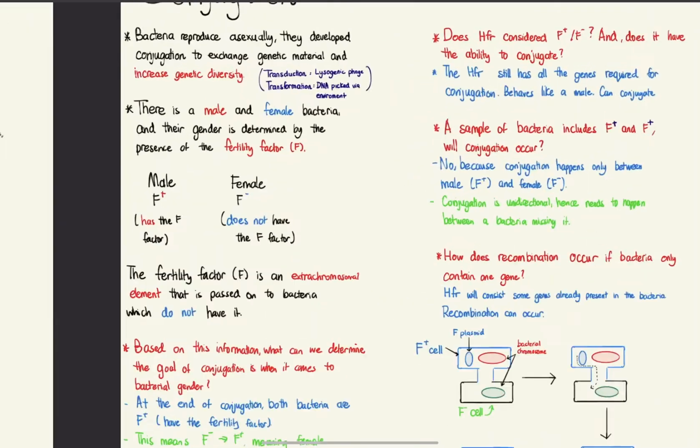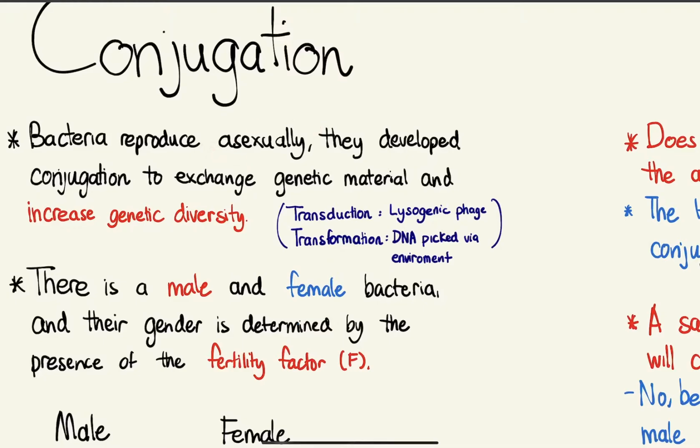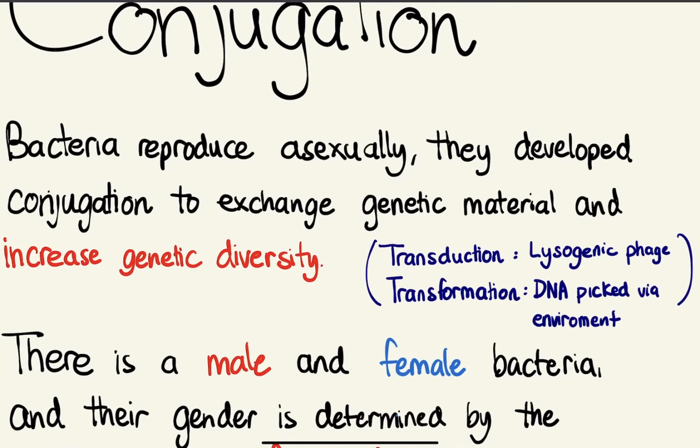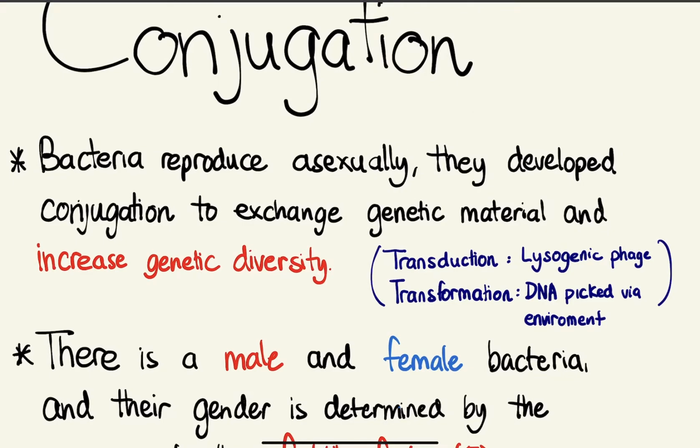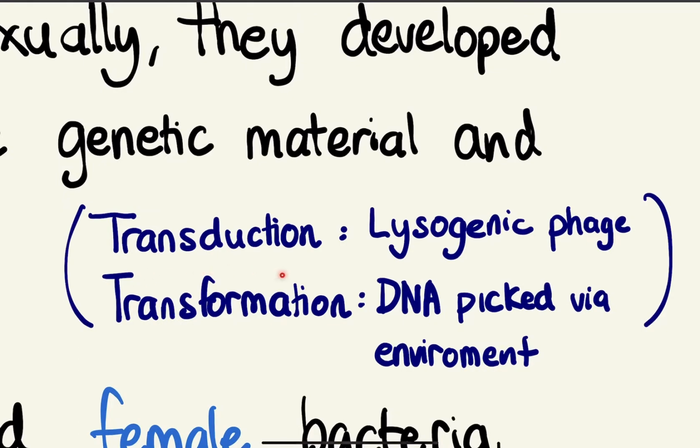We understand that bacteria reproduce asexually. That means, as we talked about with binary fission before, that their genetic diversity is not increasing, it's actually decreasing because all the bacteria are too similar to one another. Theoretically, they're all the same, excluding mutation. But that's not true, because bacteria have to find a way to increase their genetic diversity, and they do that through conjugation, transduction, and transformation.